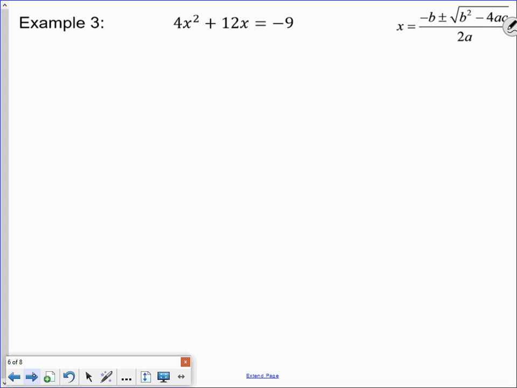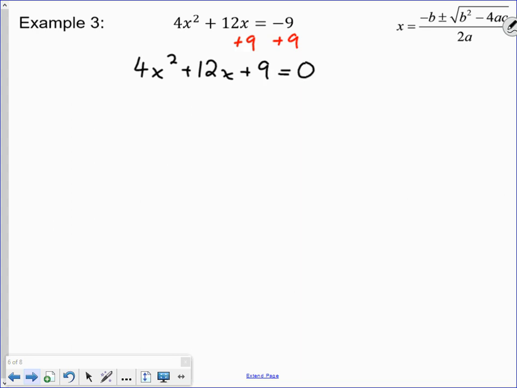So our next one here, 4x squared plus 12x equals negative 9. Now, our first step here is going to be to get everything over on one side of the equation and get 0 on the one side. So we're going to add 9 to this side, add 9 to this side to get 4x squared plus 12x plus 9 equals 0. Okay?